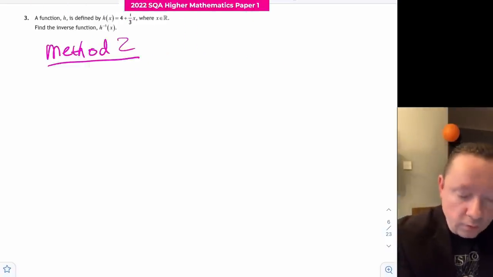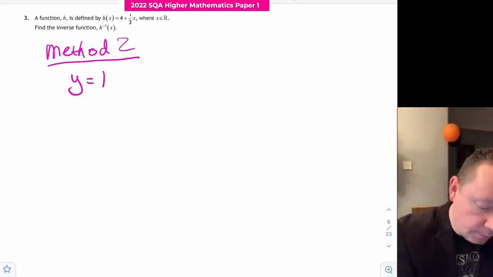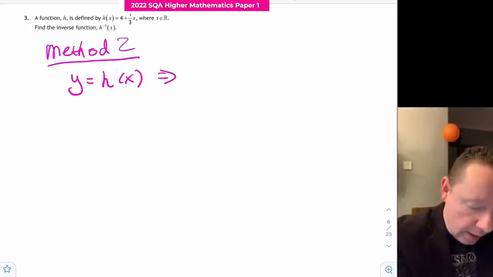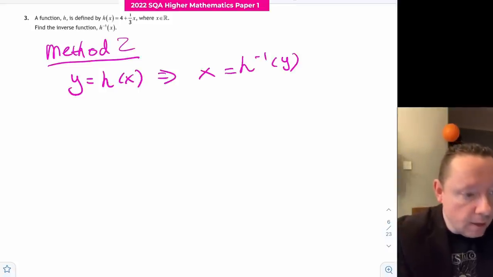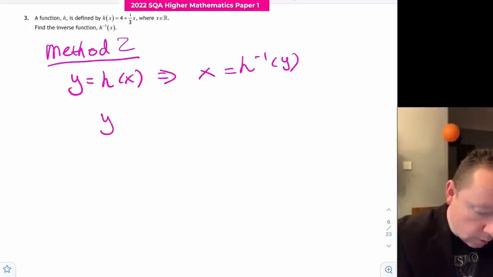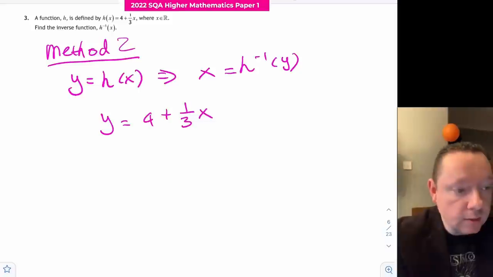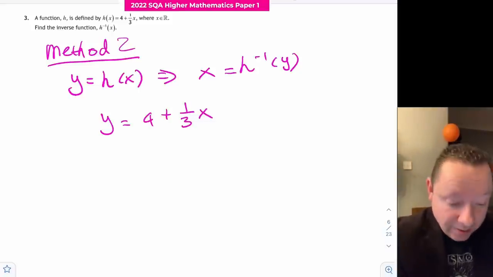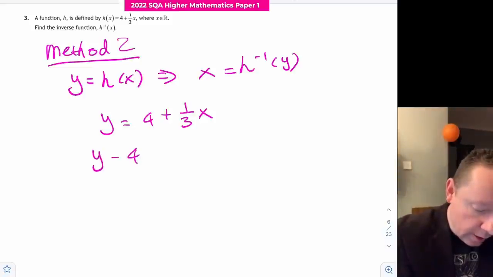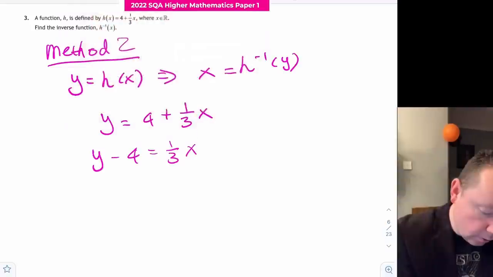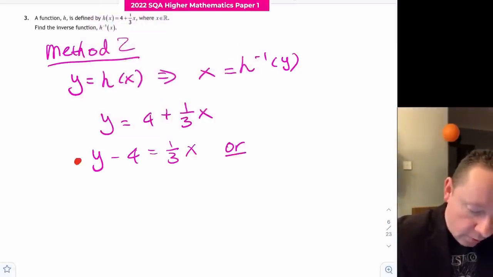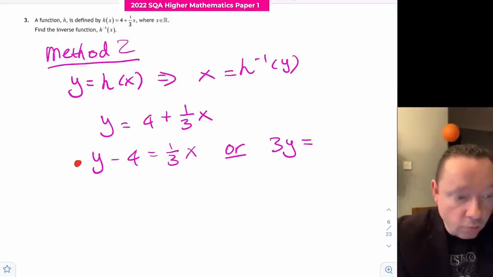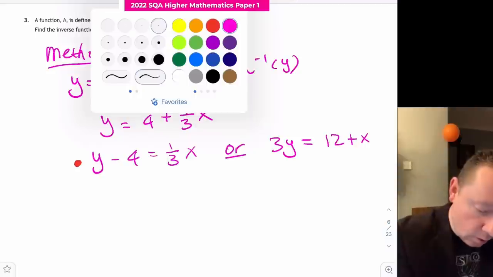Method 2 is much more common, I've seen in high schools, where you say that y equals h of x, and that implies that x equals the inverse function of y. In other words, if you make x the subject, that gives you the inverse function. So we have y equals 4 plus a third x in this case, and we would get a mark for starting to rearrange this. You could get a mark for doing y minus 4 equals a third x. Or alternatively, if you prefer to multiply by 3 first, you could have 3y equals 12 plus x.